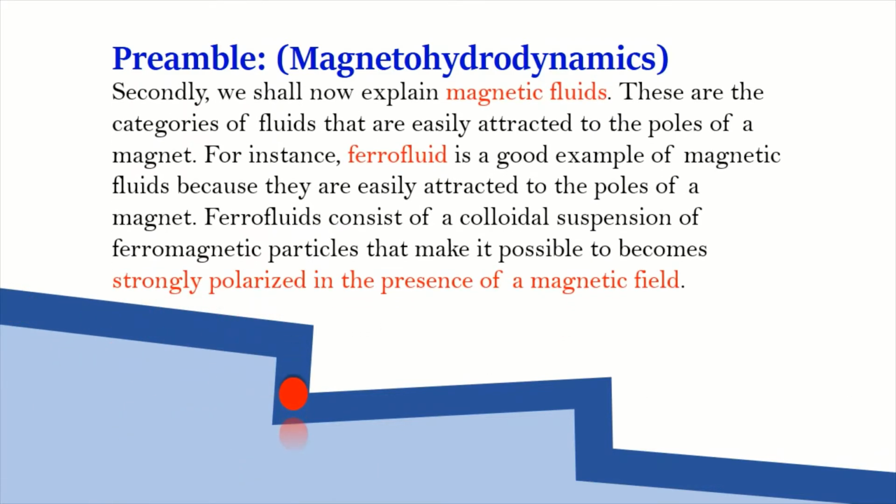Secondly, we shall now explain magnetic fluids. These are the categories of fluids that are easily attracted to the poles of a magnet. For instance, ferrofluid is a good example of magnetic fluids because they are easily attracted to the poles of a magnet. Ferrofluids consist of a colloidal suspension of ferromagnetic particles that make it possible to become strongly polarized in the presence of a magnetic field.